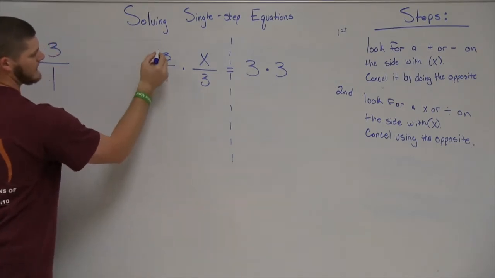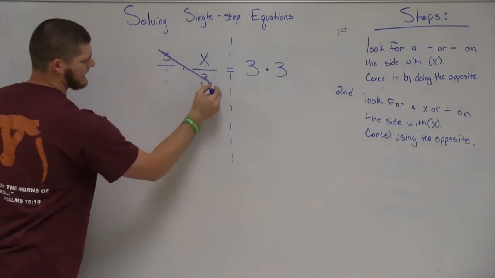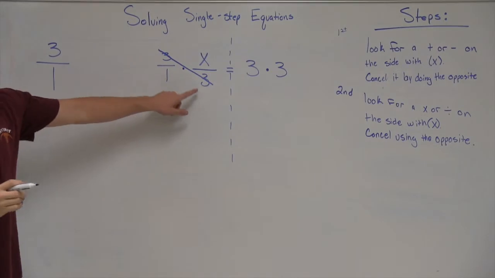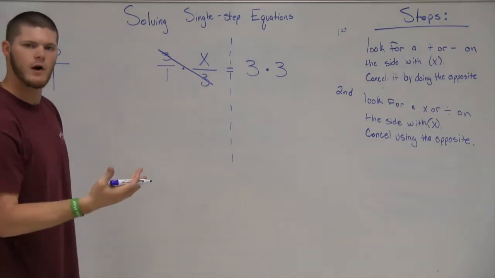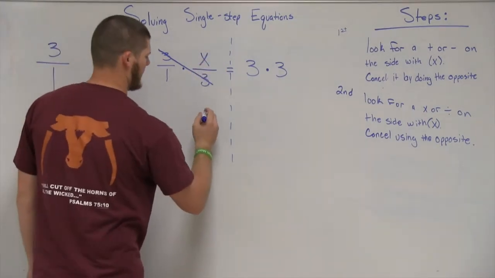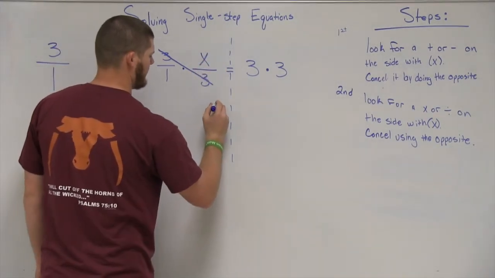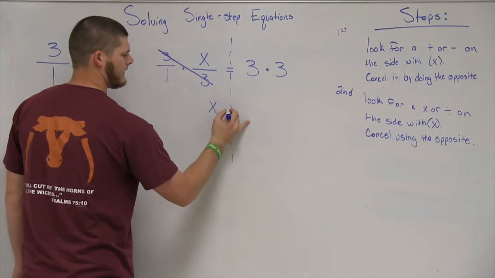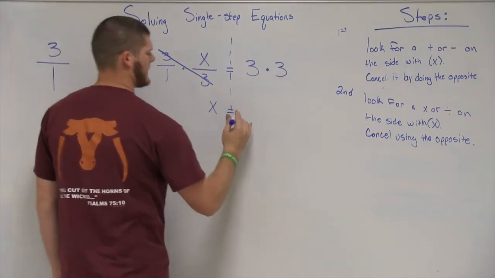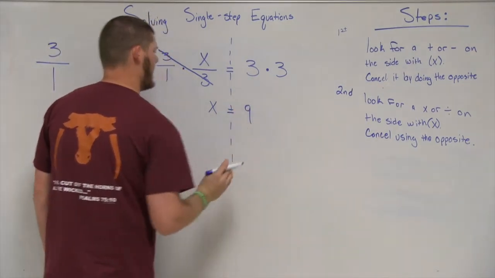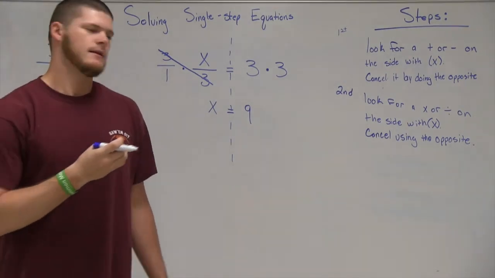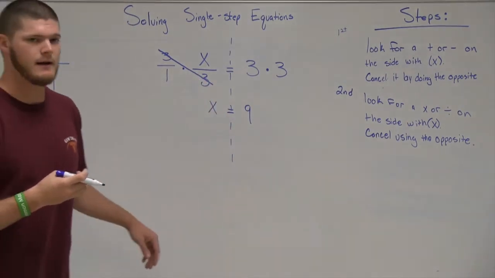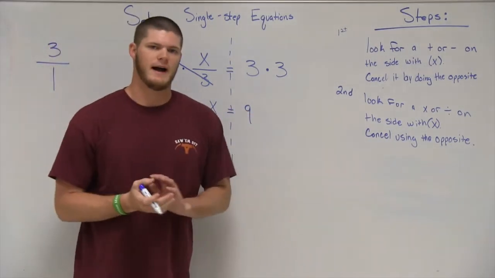Well, now my 2 3's can cancel from top and bottom. So that leaves me with x over 1. Well, anything over 1 is the number on top, so that leaves me with x equals 3 times 3 is 9. All right, so that has been solving single-step equations using a multiply or divide.